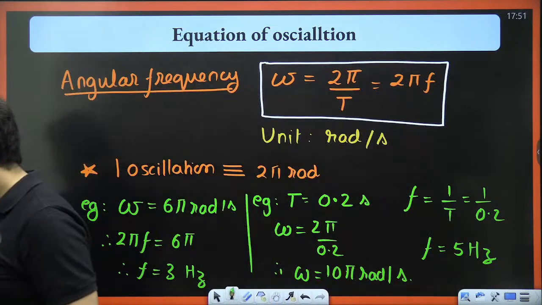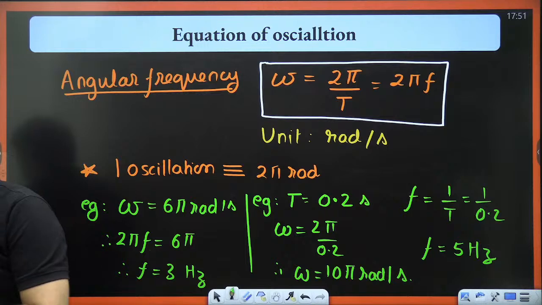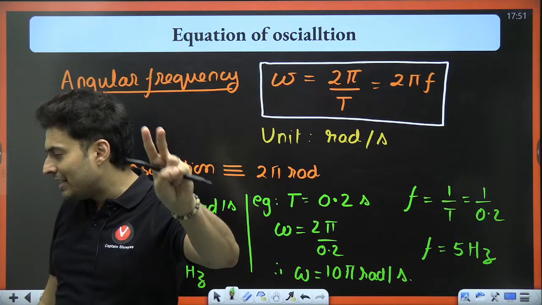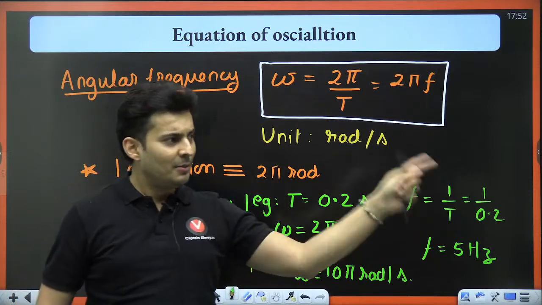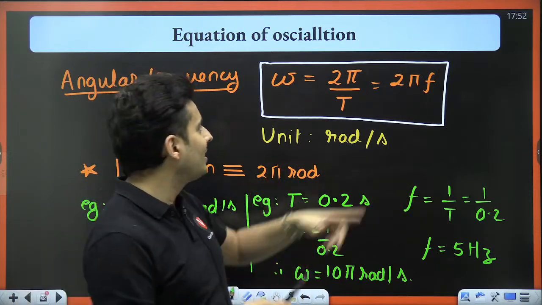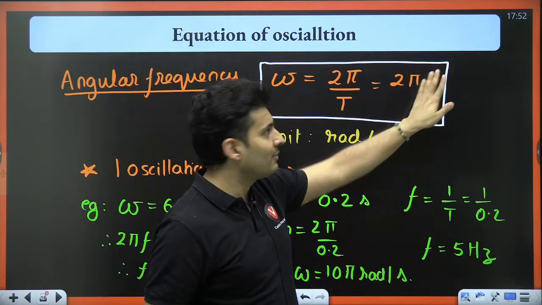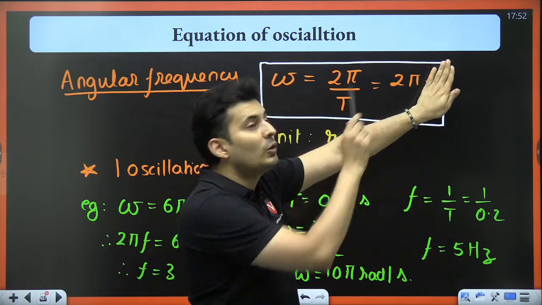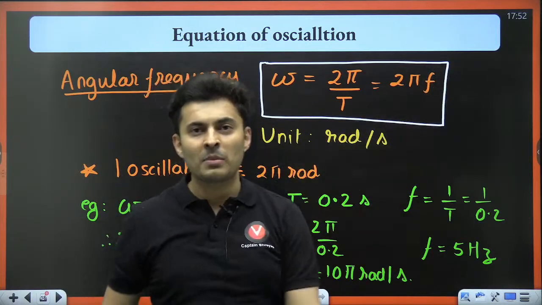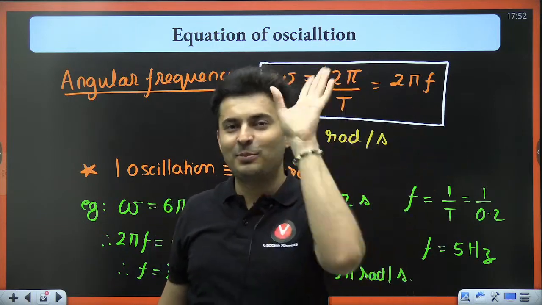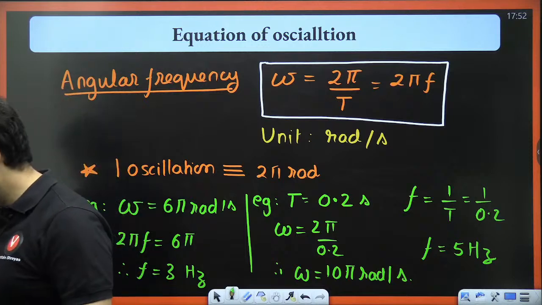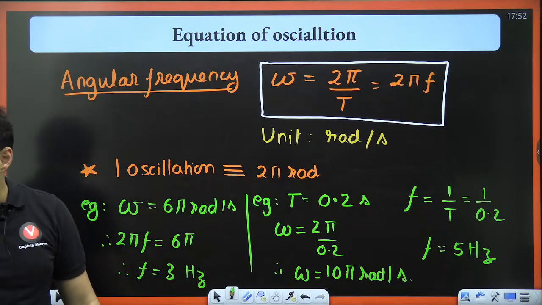Very good. Excellent. Yes, can we say 1 hertz is 2 pi radians? Yes. 1 hertz means you have completed one oscillation. You can see that f is 1. If you put f as 1, you will get omega as 2 pi radians per second. 1 hertz frequency is 2 pi radians per second. Perfectly. Very good.